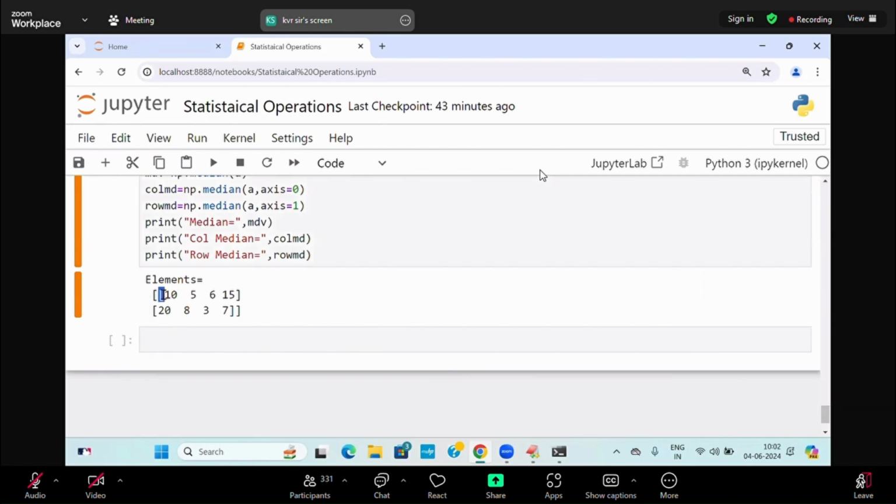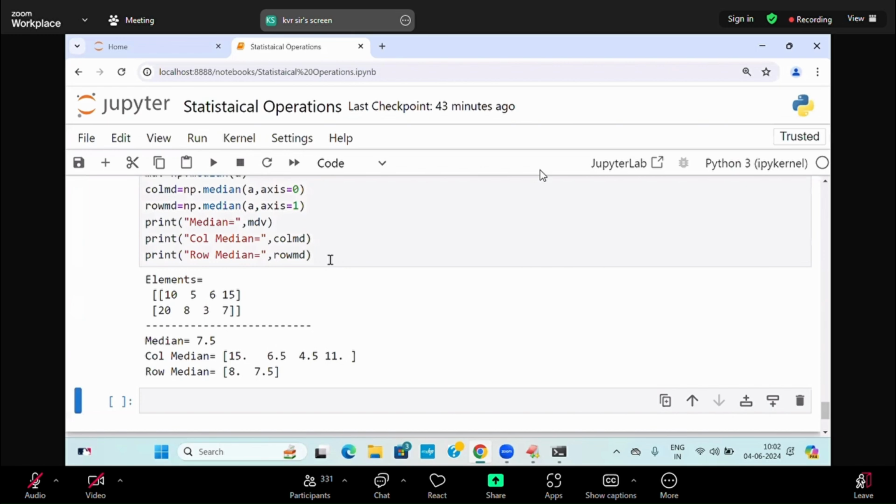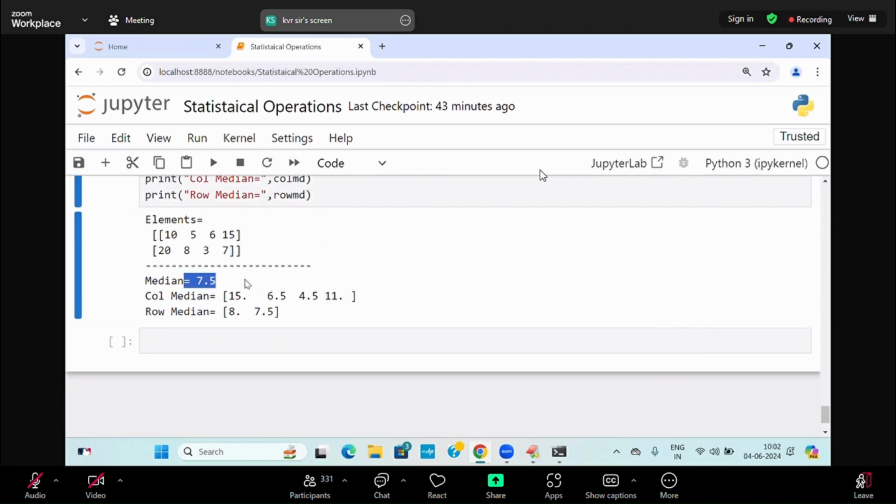Row 1, you are going to get this row 1. 4 elements are there now. 4 means what? 5 plus 6, 8 plus 3. You need to do that calculation. So I hope you are understanding. Median as usual earlier, and this is a median, you got it.